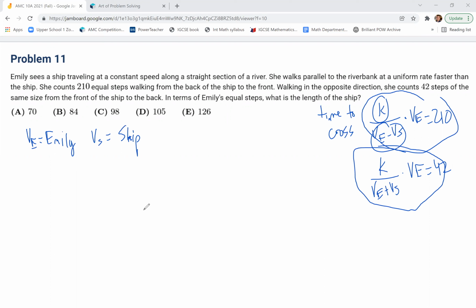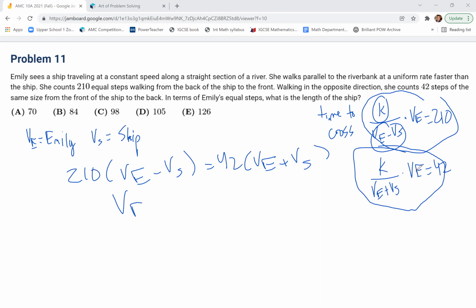Well, if we solve both of those equations for K and set them equal to each other, actually, we can solve both equations for K times VE, right? K times VE, K times VE. So, and then setting those equal to each other, we would get 210 times VE minus VS is equal to 42 times VE plus VS, right? And then if we distribute that out and solve for VE in terms of VS, we get the following. We get VE is equal to 252 over 168 VS, right?